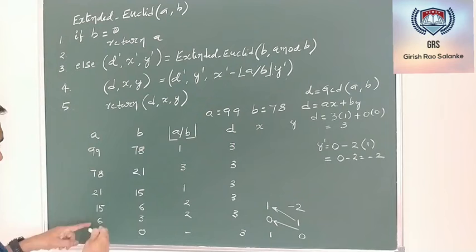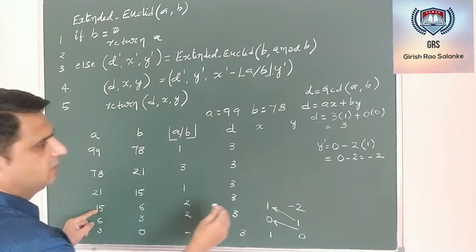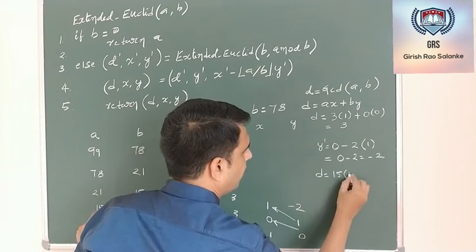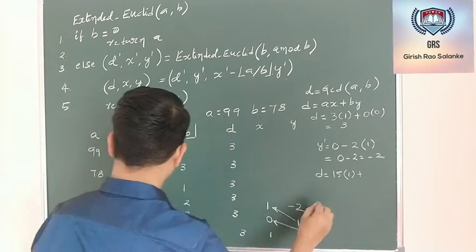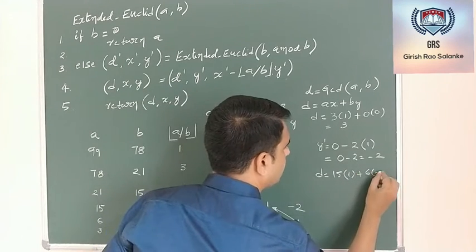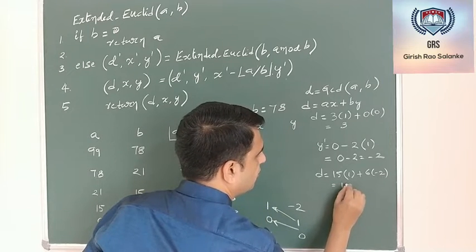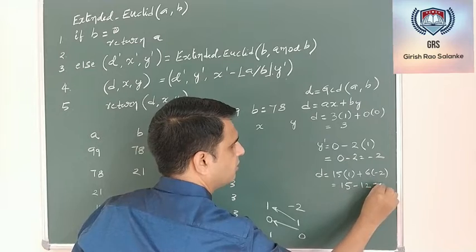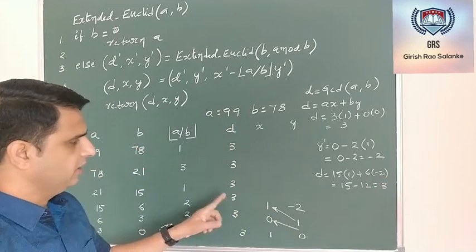Now try to apply this for 15 and 6. So D value is 15 into 1 plus 6 into minus 2. So 15 into 1 is 15. 6 2s are 12, it is minus 12, so 3. I got my D value as 3.